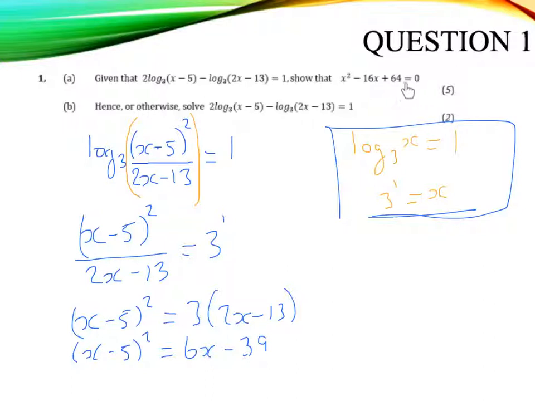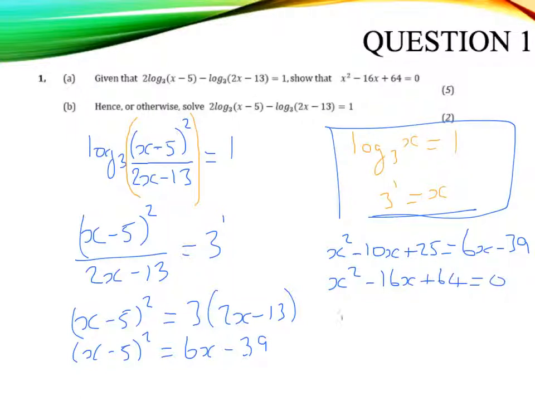I'm noticing here that my equals 0 is over here, so I can get all of this on the right hand side over to the left. I'll expand this pair of brackets out first. So we've got x squared minus 10x plus 25, and then that's equal to 6x minus 39. Bring my terms across, x squared minus 16x plus 64 equals 0. And that's what they were looking for, as required.